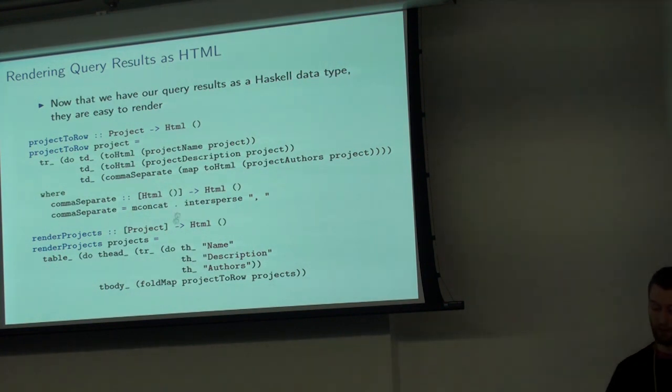And finally, with a list of projects now, I can turn all of these projects into a single piece of HTML. So I introduce my table element, a header for the table, indicating we've got name, description, and authors. And then I'm using foldMap over all of the projects, which is basically going to turn each of these projects into a piece of HTML by using projectToRow. And then it's going to concatenate all of those down into a single piece of HTML, which is now the body of our table.